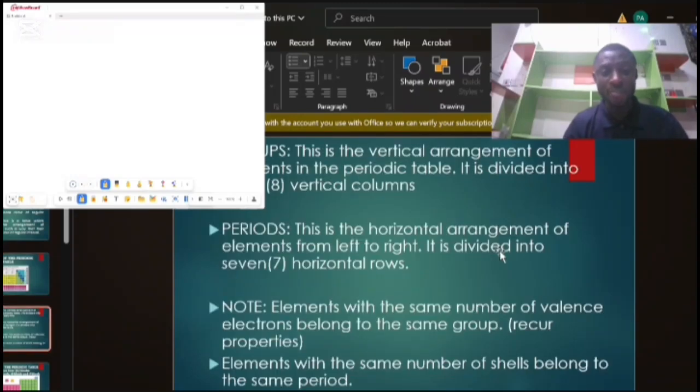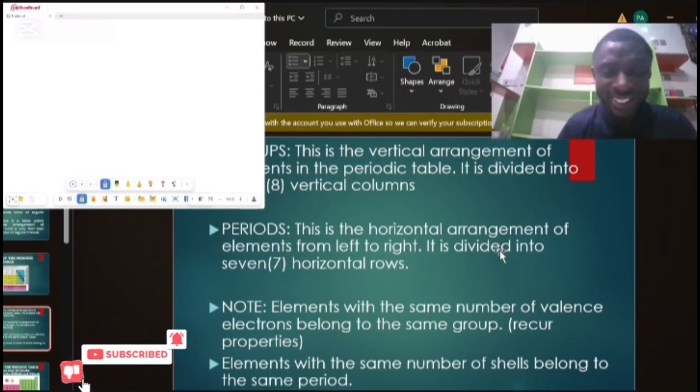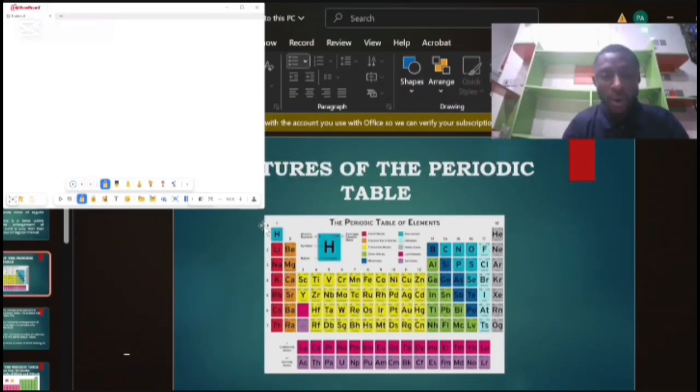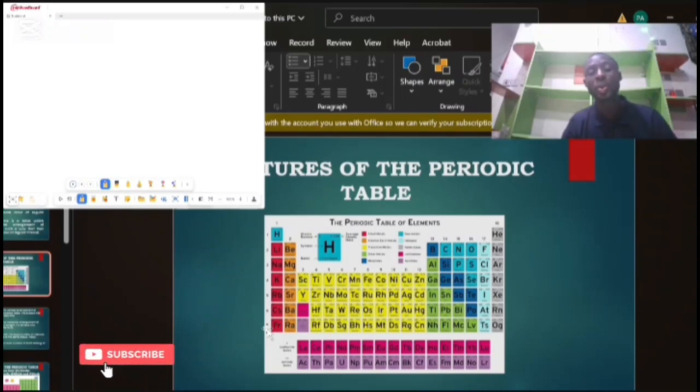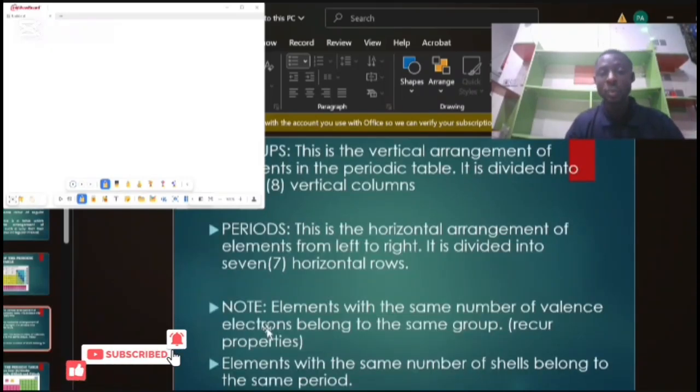All right, then we have period. That's another feature in the periodic table. It is the horizontal arrangement of elements from left to right, divided into 7 horizontal rows. So let's go back to our table. We have 1, 2, 3, 4, 5, 6, 7. So our periodic table is also divided into 7 horizontal rows.